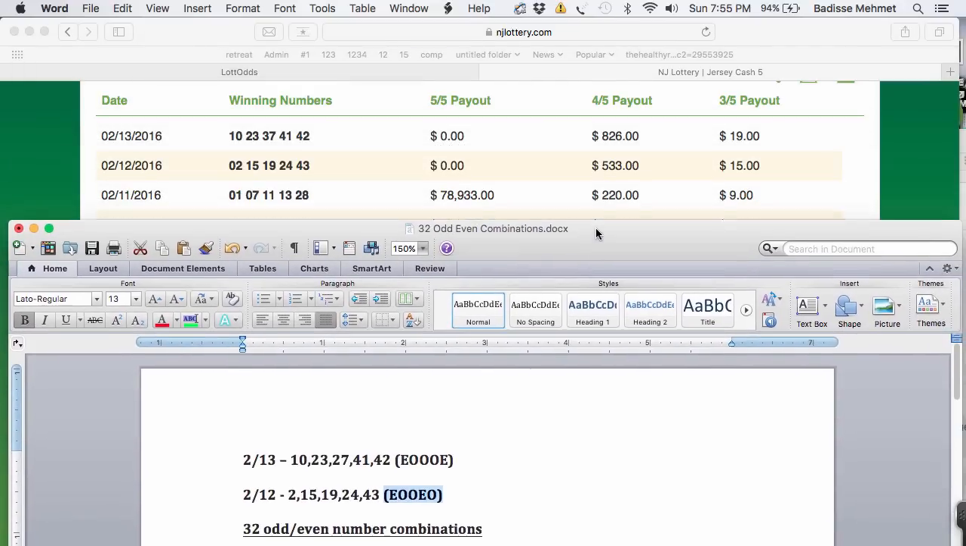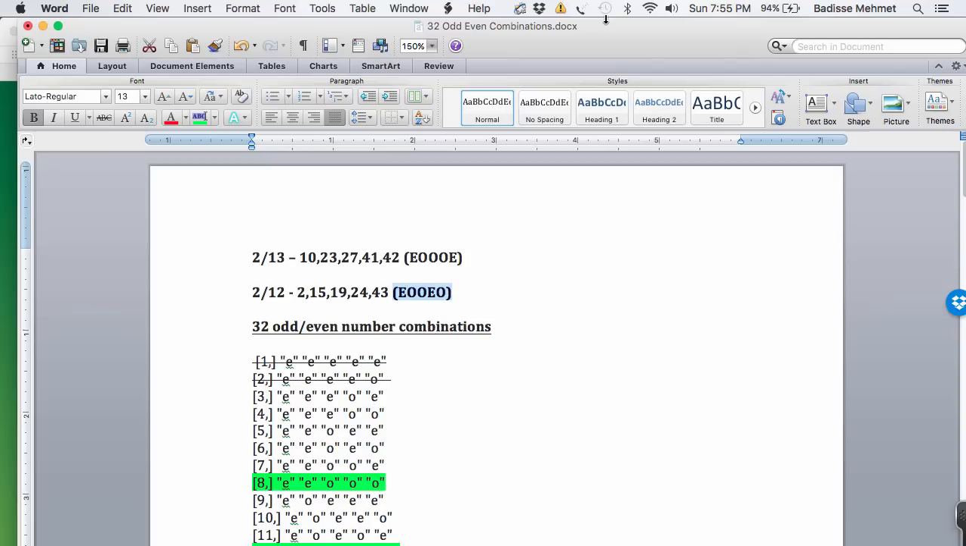Now, let me tell you something: this is absolutely no coincidence. These things repeat over and over again, and they could repeat 5, 6 times. That is awesome because this is your clue. This is where you start being able to predict the next Cash5 winner. You have to predict the odd even patterns first, correctly. The next step would be the group patterns, which I'll do in another video.